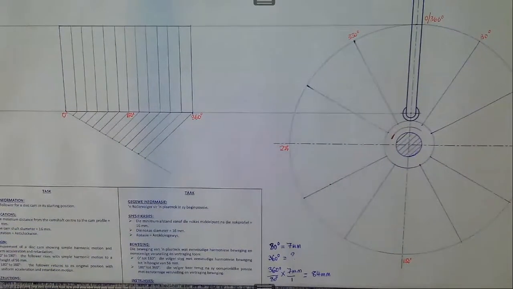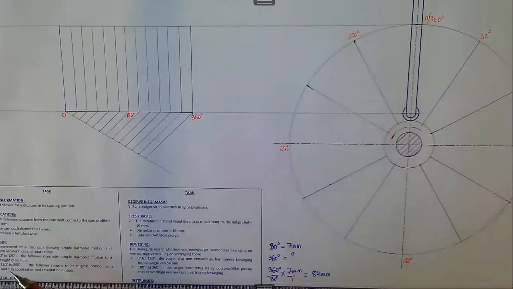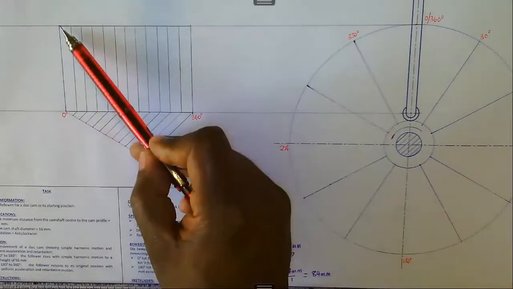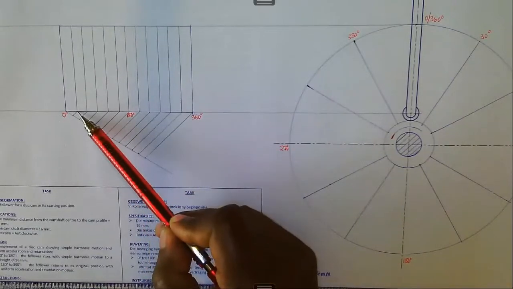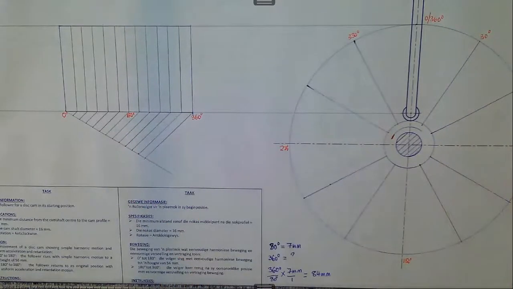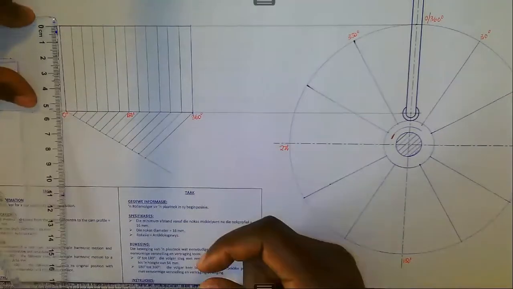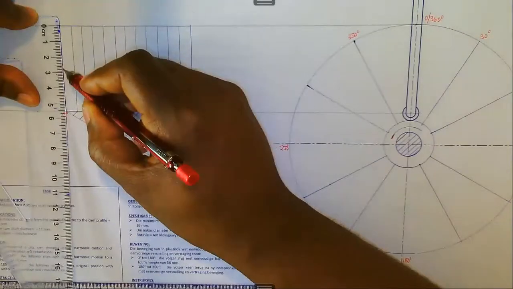Now, we are told that from 0 to 180, the follower rises with simple harmonic motion to a height of 56. This is the height of 56. If it is going to rise with simple harmonic motion, we are going to create a semicircle here and divide it into a number of divisions, which is 1, 2, 3, 4, 5, and 6. So let's find the center. 56, that's 28.